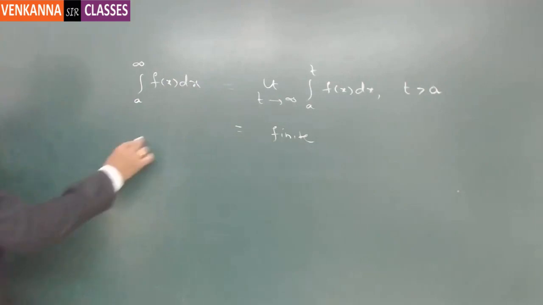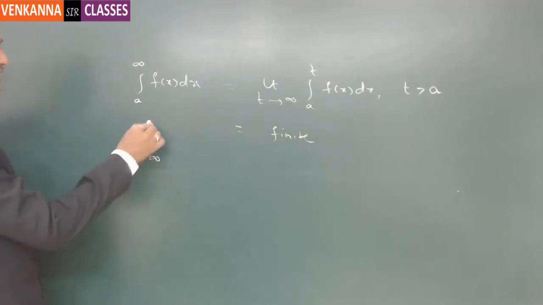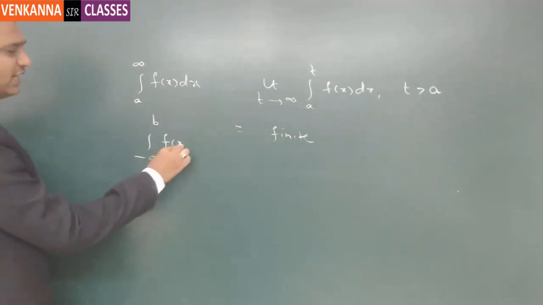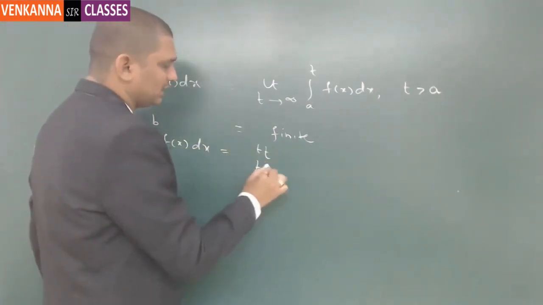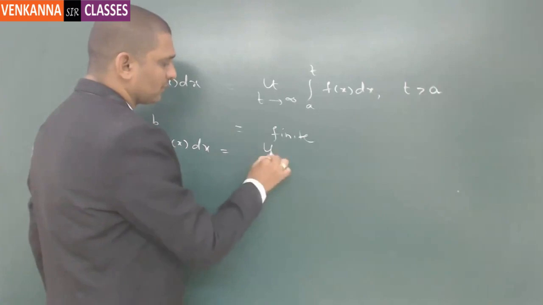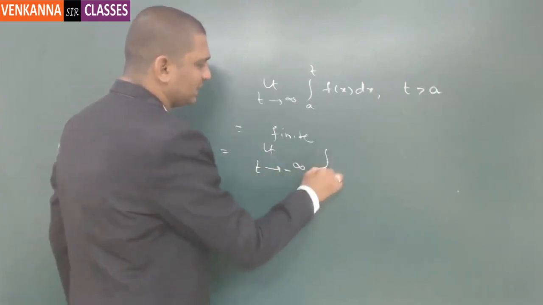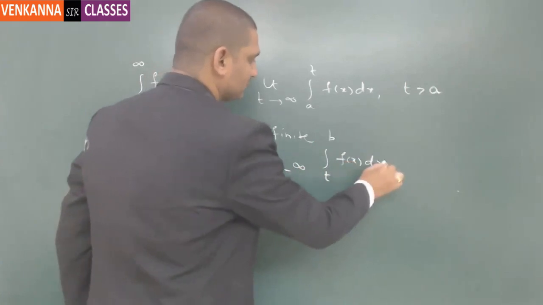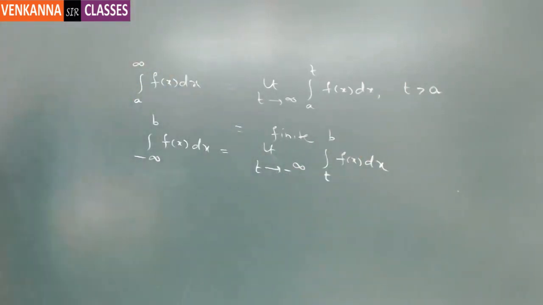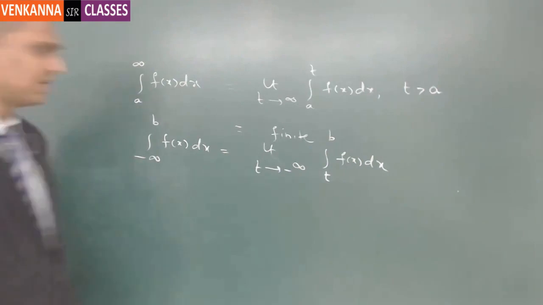Similarly, if you have the part like this, integral minus infinity to b f of x dx, what you are going to do is limit t tends to minus infinity integral t to b f of x dx. We do the same thing here, where t is less than b.